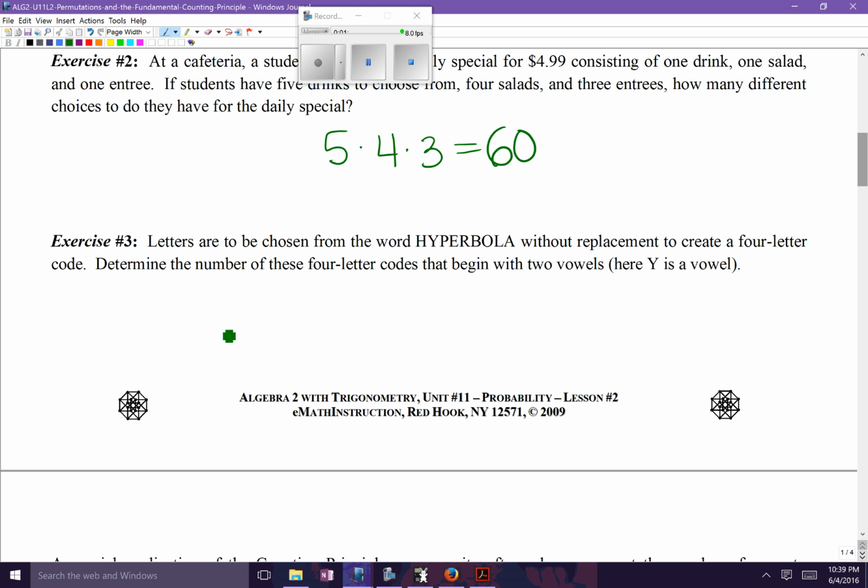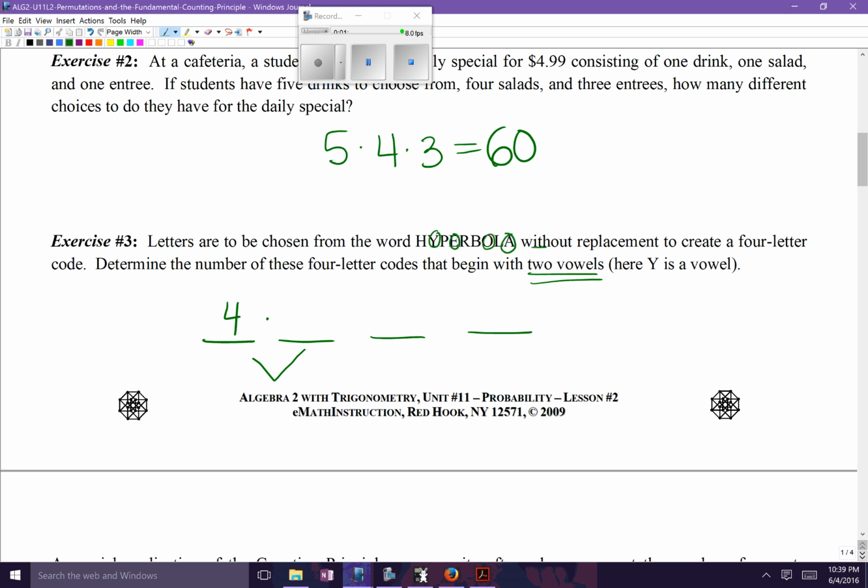So what I like to do is, I need a 4-letter code, and it gave me some restrictions. It says the 4-letter code begins with 2 vowels, so these first two have to be vowels. And it says here Y is a vowel. So let's see, how many vowels are there? H, here's a vowel, vowel, and a vowel. So there are a total of 4 vowels. So I could choose H, E, O, or A for the first choice.